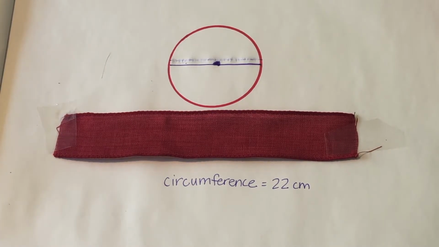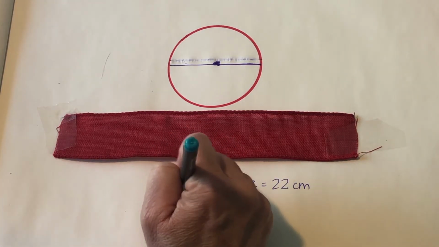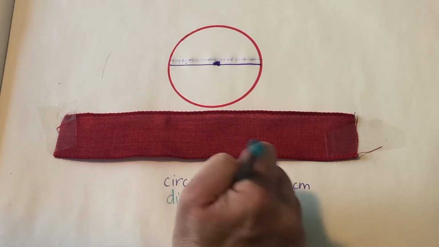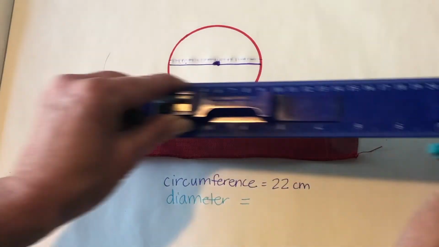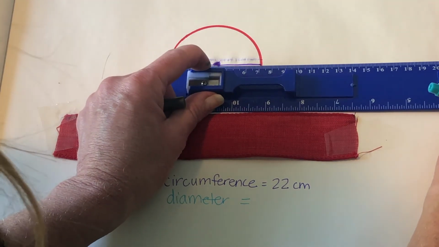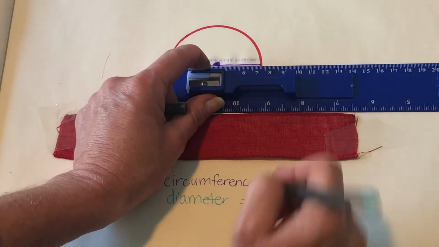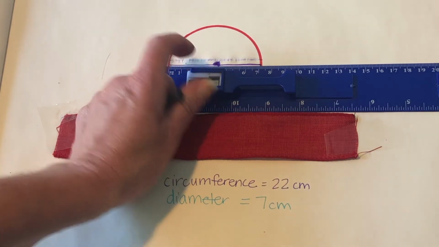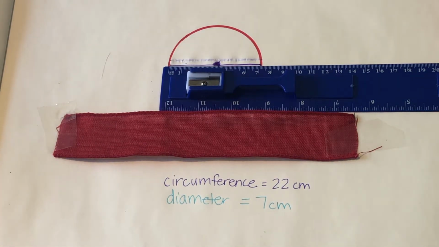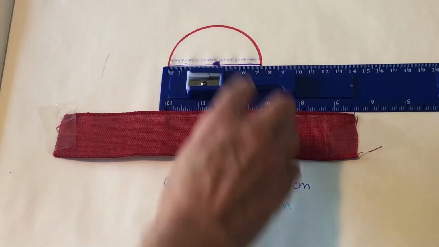You might remember that we talked about how mathematicians are always looking for relationships between two numbers. Since we found our circumference to be 22, we can now look at the diameter dimension to see if there's a relationship between the circumference and the diameter. So I'm going to put diameter here and measure that line. And when I do, you see that it is 7 centimeters. So let's look at the relationship between 22 and 7.